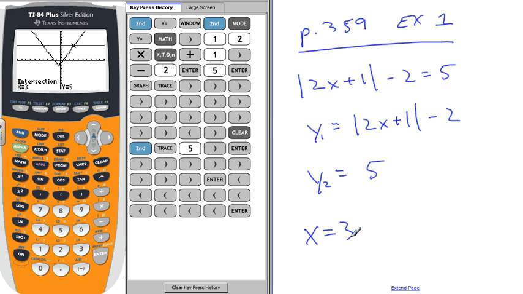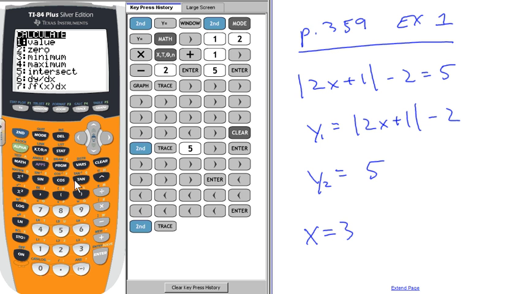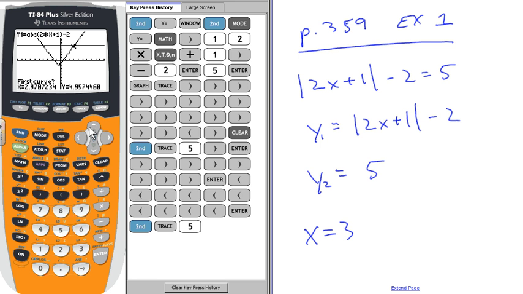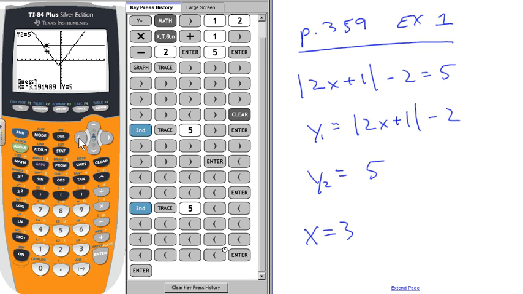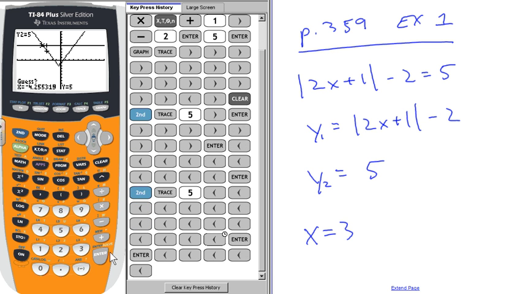But because all absolute values, or most absolute values, have two answers, we need to come over and do this again. So we're going to go to Calculate. Again, intersection. But this time, I'm going to come all the way down to this side. There's my first curve, if you will. My y equals 5 line, horizontal line, is going to be my second curve. Now my guess, I'm going to get in the ballpark there, make that guess, and there's my intersection.